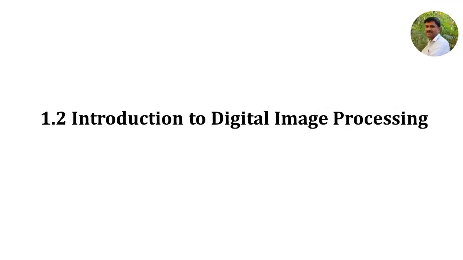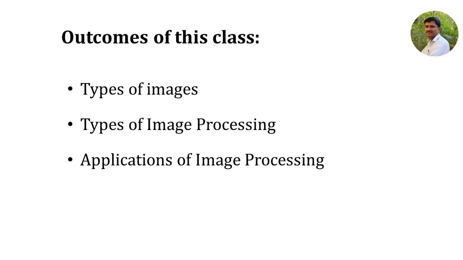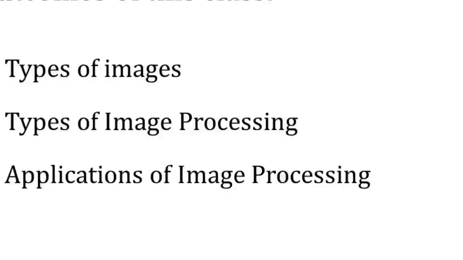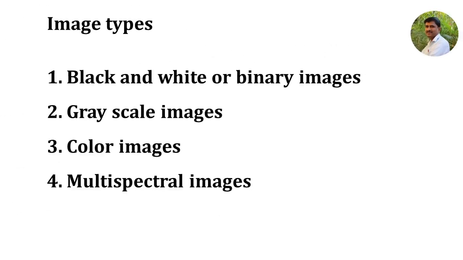In this video, we will continue the introduction to digital image processing. After watching this video, you will be able to list different types of digital images, types of image processings, and different applications of digital image processing. Coming to the first part, types of digital images. Basically, there are four types of digital images such as black and white or binary images, grayscale images, color images, and multispectral images. Now let us look at these images one by one.